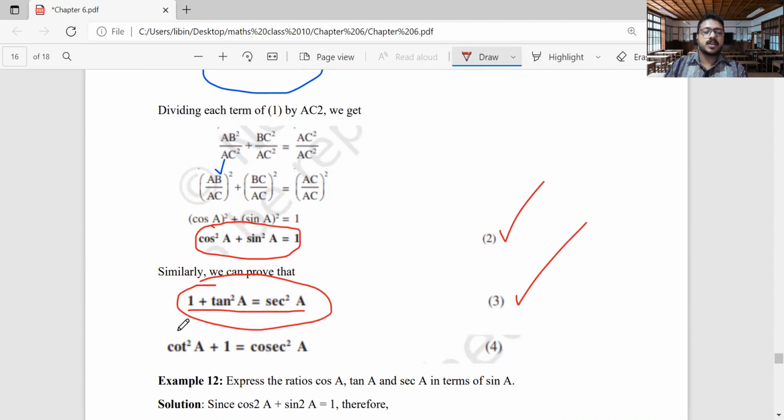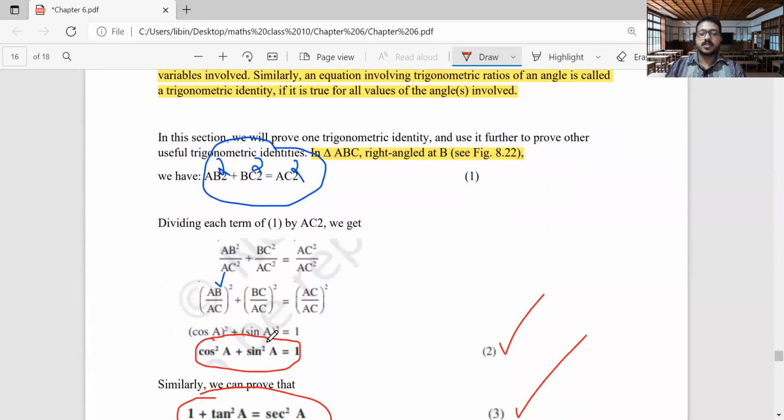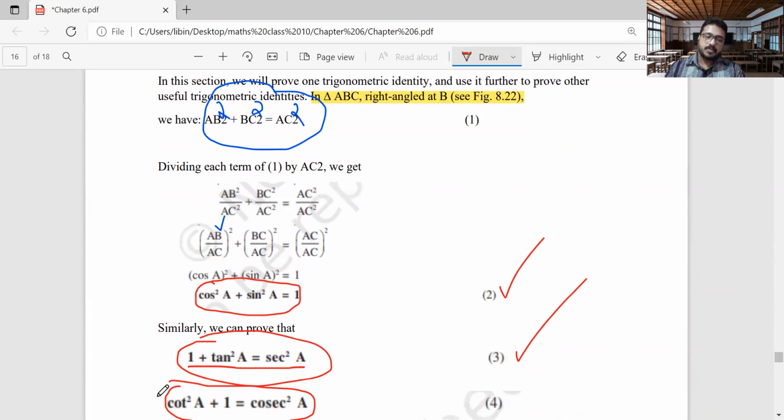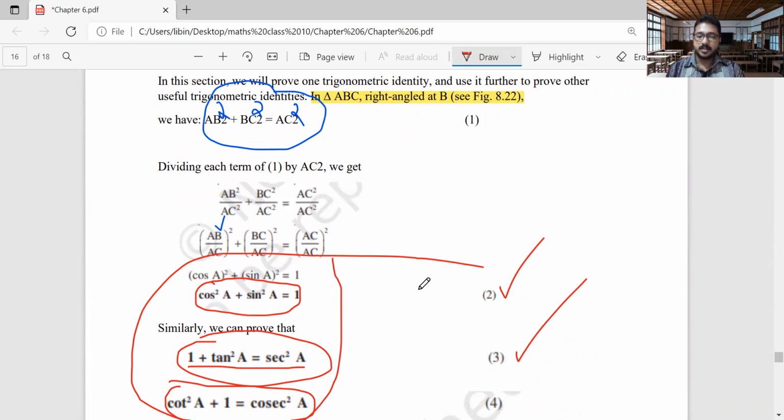Now the third one: cot squared A plus 1 is equal to cosec squared A. So what were the identities? Cos squared A plus sin squared A is equal to 1, then 1 plus tan squared A is equal to sec squared A, then 1 plus cot squared A is equal to cosec squared A. These are the only three identities you have to learn in this chapter, but these identities are very important. We will solve some examples so that you may realize where we can make use of these identities. So let us go to the first question.